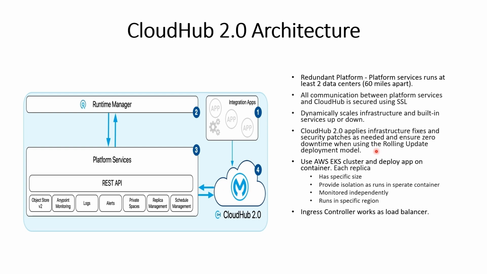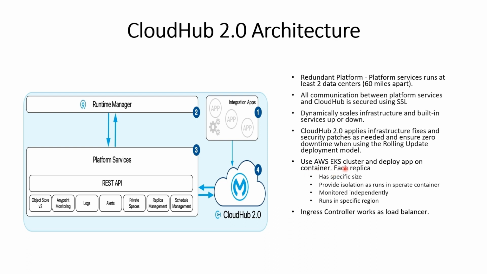CloudHub 2.0 uses rolling updates to apply infrastructure fixes and security patches to ensure zero downtime. So when applying the infrastructure fixes or the security patches, the Mule application does not have any downtime window. They can always be accessed.